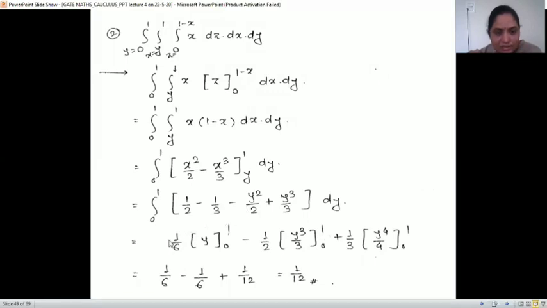Okay, next is taking the integration with respect to y. This is 1 by 6, 1 by 6y from 0 to 1, minus 1 by 2 y cube by 3, 0 to 1, plus 1 by 3 y raised to 4 by 4, 0 to 1. And again applying upper and lower limits, we'll get the answer 1 by 12.